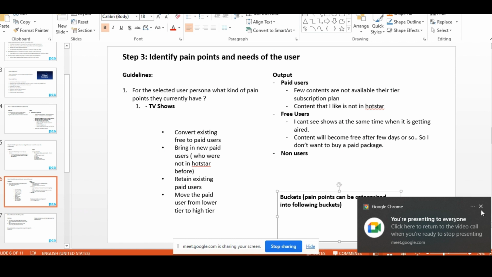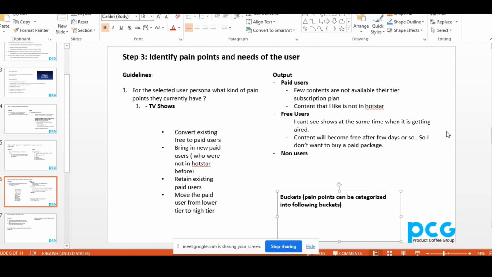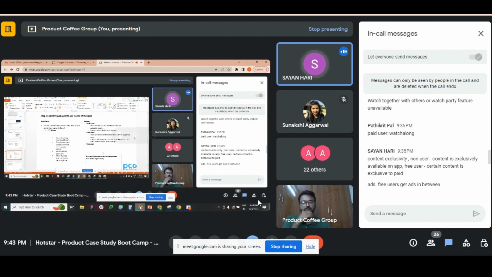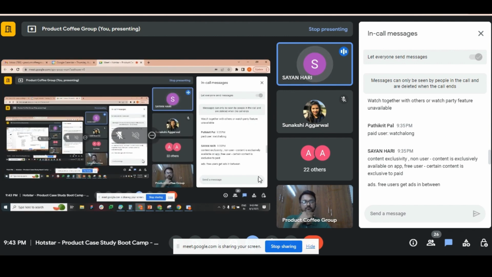Same then as a free user, not a non-user. So I have become a free user now, but I see ads coming in between, and I would want to bypass that. So if I want to bypass that, then I would want to become a paid user, which can obviously become a pop-up coming through in between. That if you become a paid user, you will not be seeing these ads this frequently, or you would not be seeing these ads at all. So that makes me become a paid user. So that's another pain point. That can be another pain point for me.